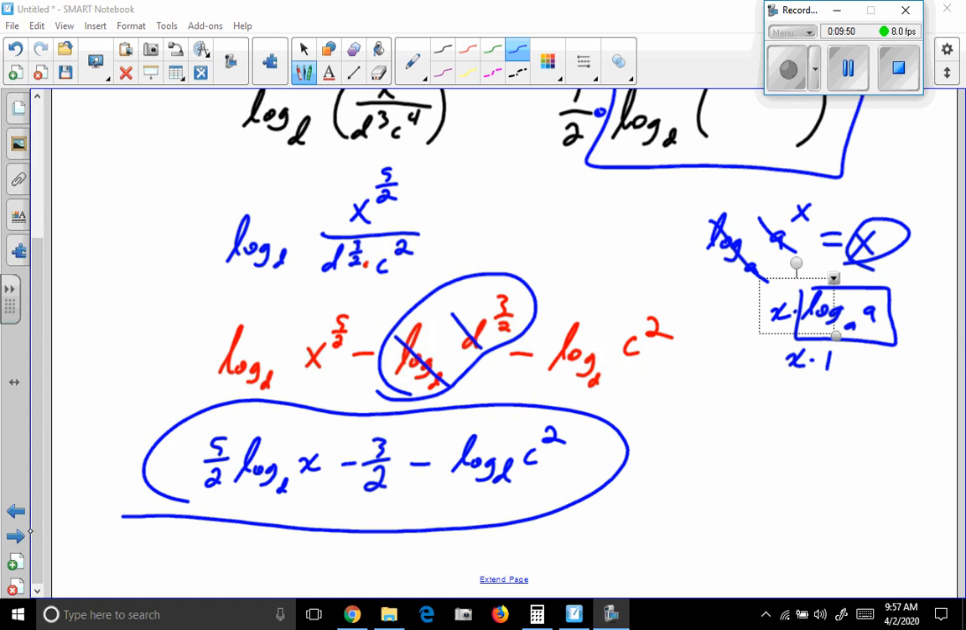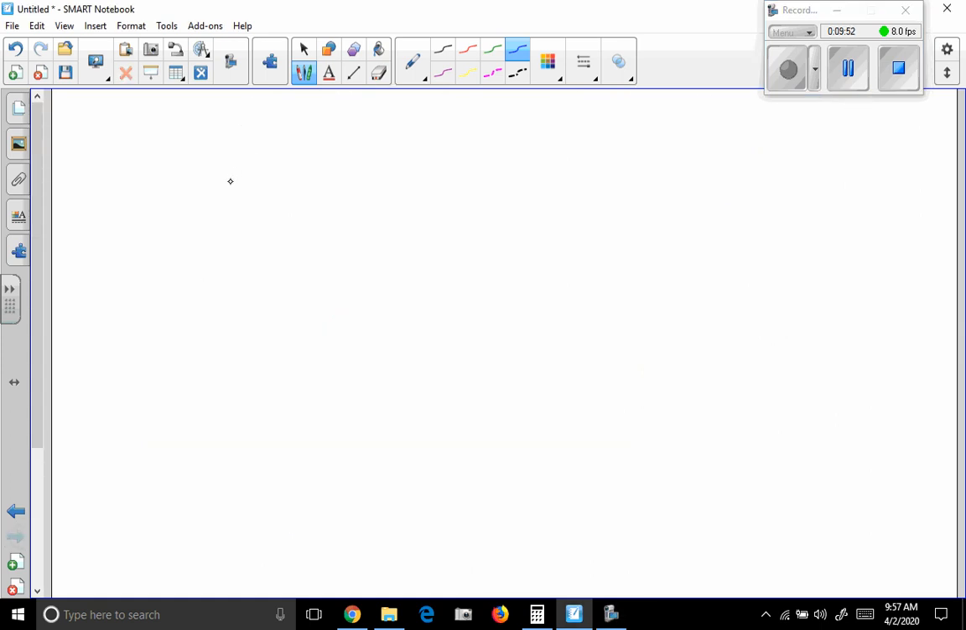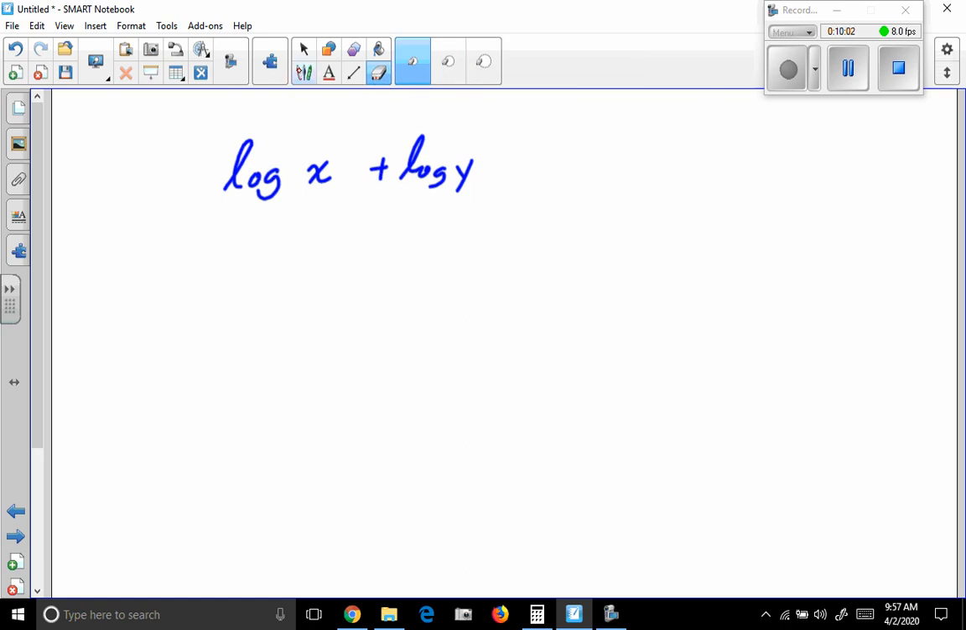Let's do a couple more. So it's possible that we might be given a list of logs and asked to write this as a single logarithm. And let's not put exponents on there. Let's put numbers in front. Let's make this one minus, like that.